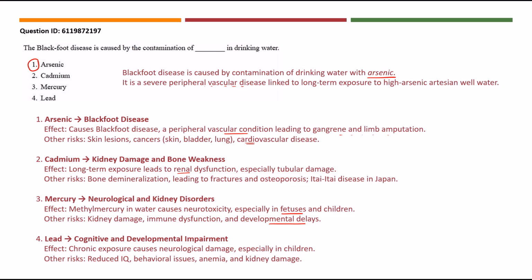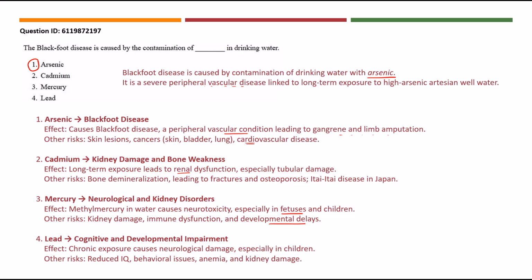And the final chemical in the option is lead. This will cause cognitive and developmental impairment. Chronic exposure causes neurological damage, especially in children. Other risks will be reduced IQ, behavioral issues, anemia and kidney damage.